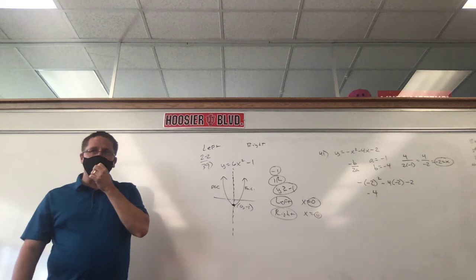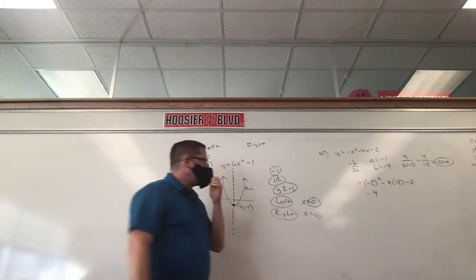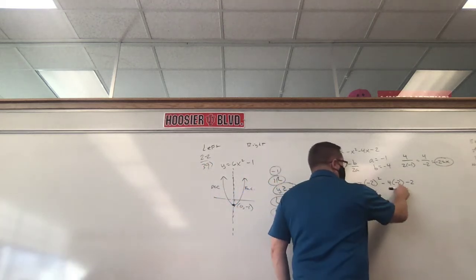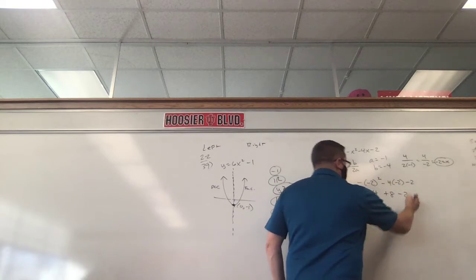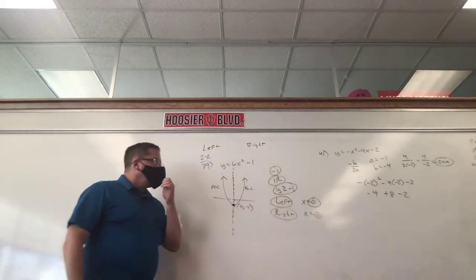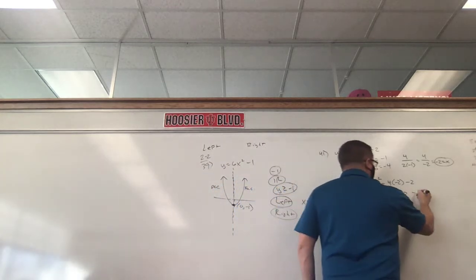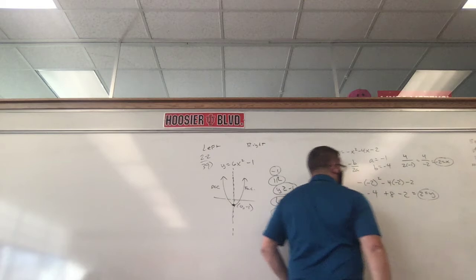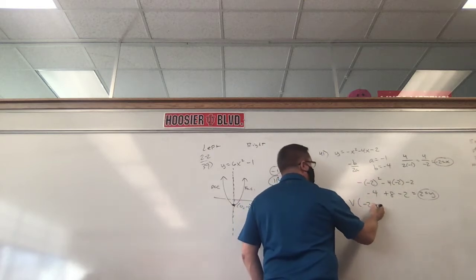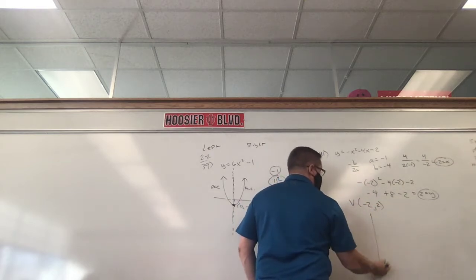You're squaring -2. -2 times -2, which is +4. Then put a negative sign in front of it. -4 times -2 is +8. Take away 2. A -4 and a +8 is 4. Take away 2 is 2. So the vertex is -2, 2.